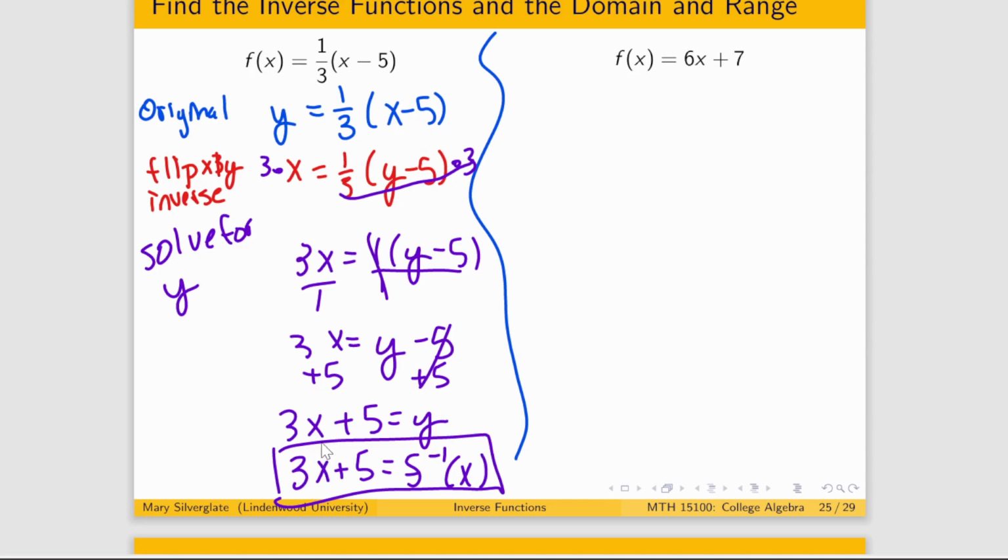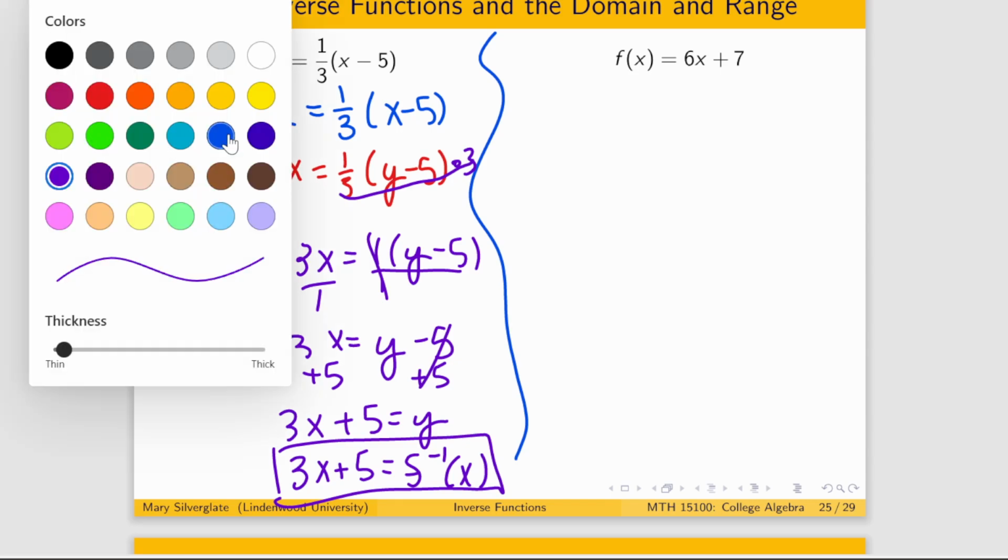I not only did sort of the opposite order, first I subtract 5, then multiply by a third. Here, I first multiply by 3, the reciprocal of a third, and then I add 5, kind of undoing the subtracting 5. It feels like an inverse. Go ahead and try the next one yourself, and then we'll go over it.